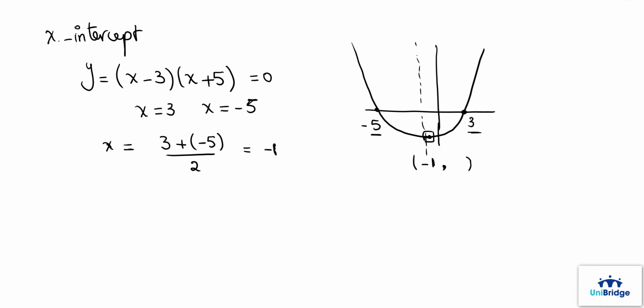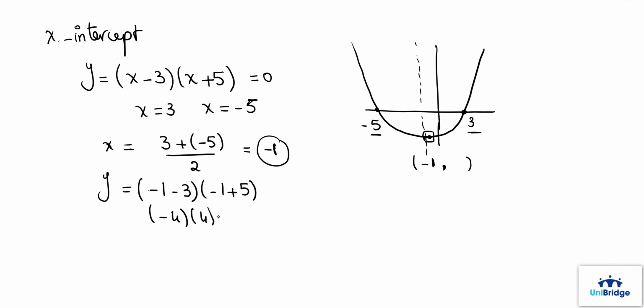How do you get the y? You take the x that you just got and you plug it into the equation you have above. So it's going to be negative 1 minus 3 and negative 1 plus 5. So this is going to be negative 4 multiplied by 4, which is negative 16. So your vertex is going to be at negative 1 and negative 16.